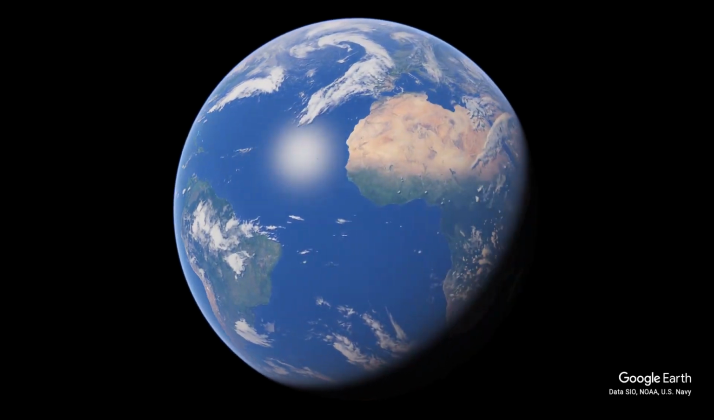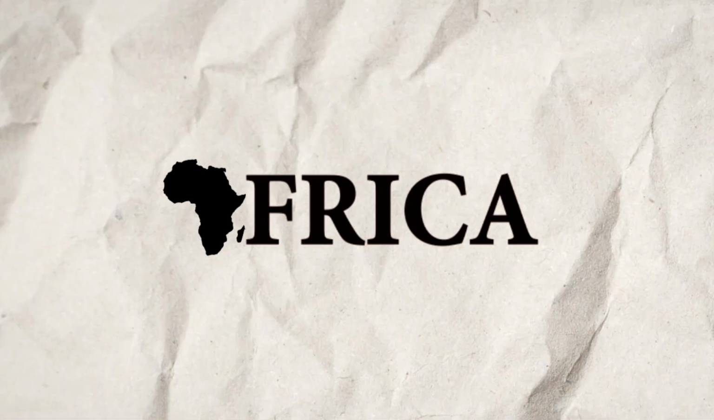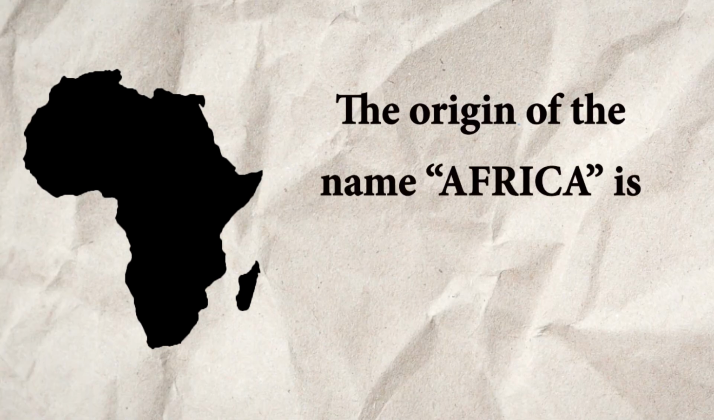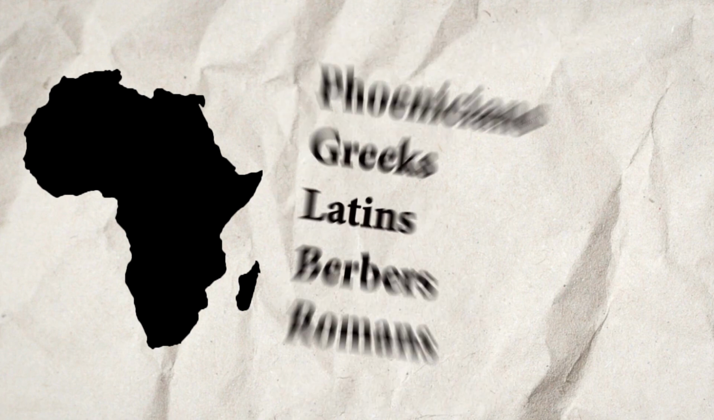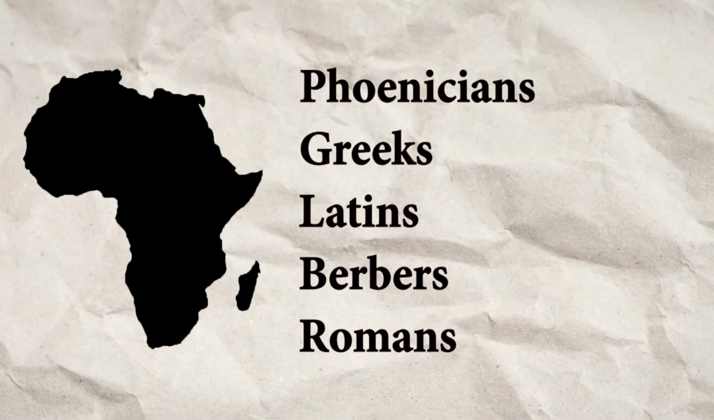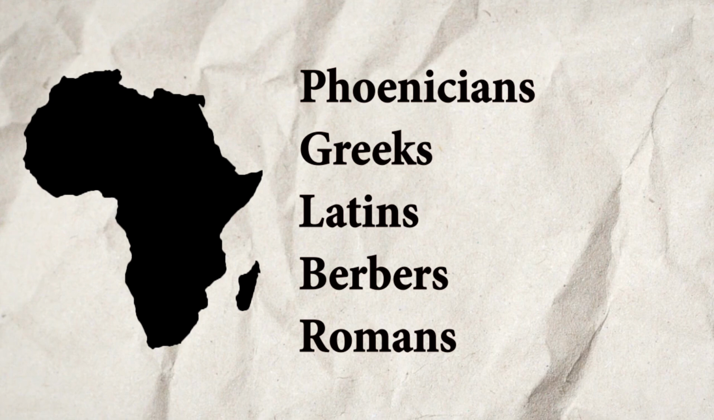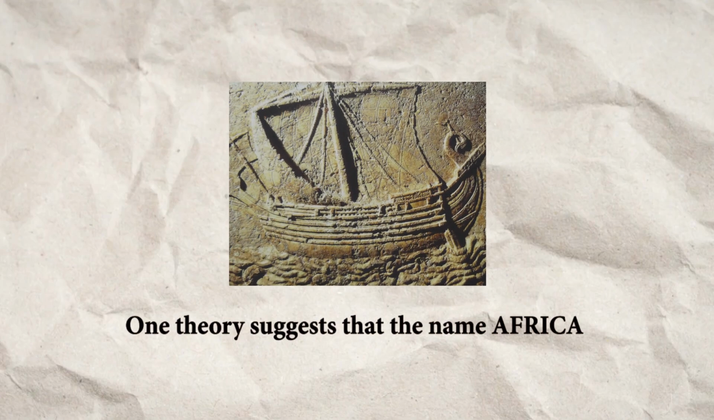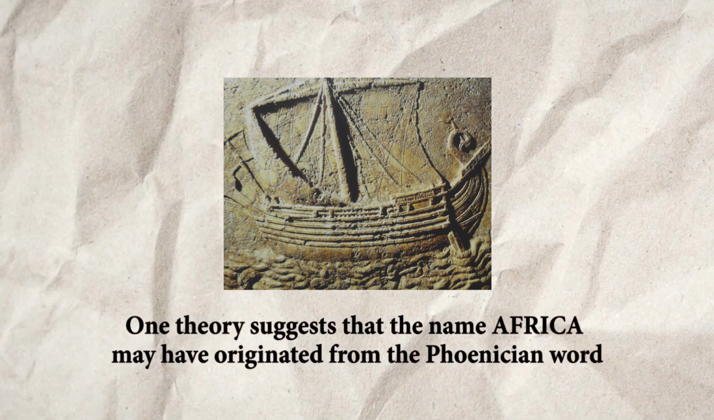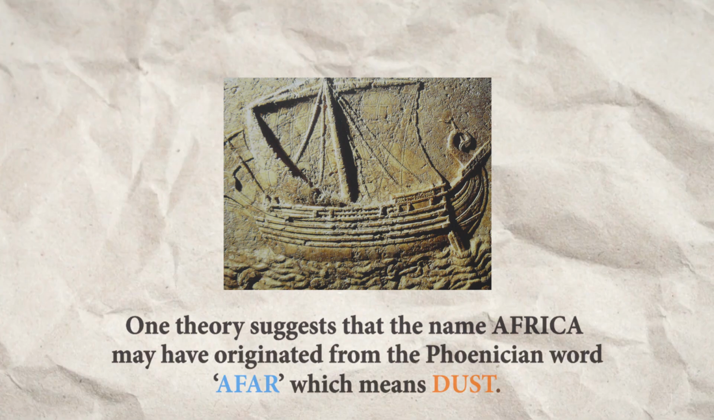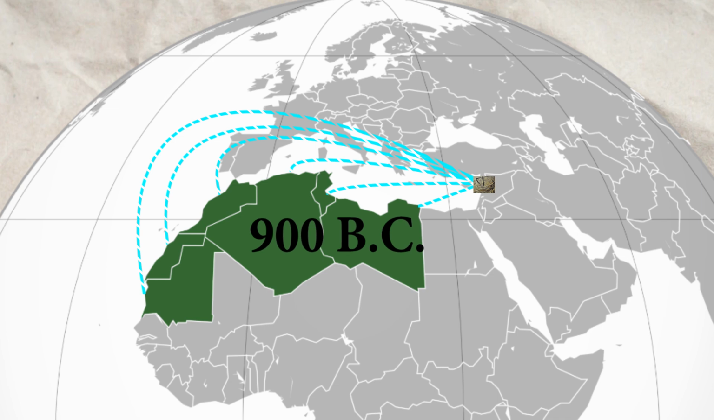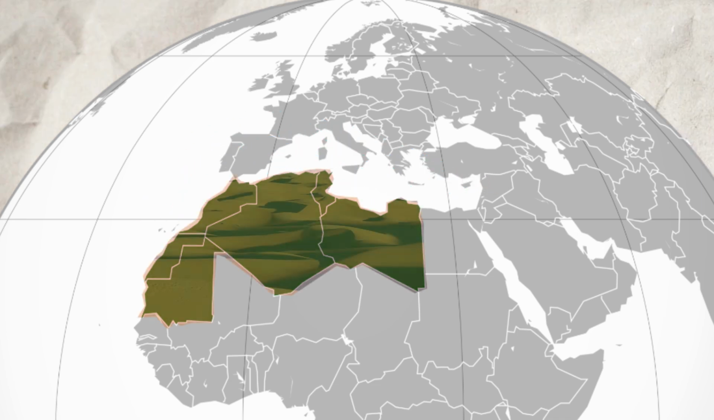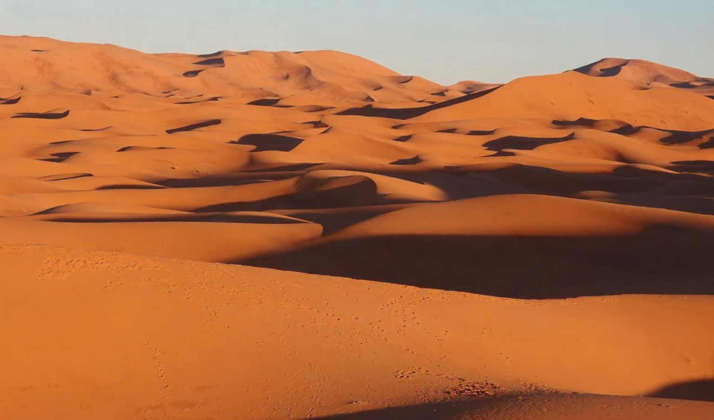Let us start with the origin of the name Africa. The origin of the name Africa is greatly disputed by scholars, but there are a few theories. Many believe it stems from the words used by the Phoenicians, Greeks, Latins, Berbers, and Romans. One theory suggests that the name Africa may have originated from the Phoenician word Afa, which means dust. The Phoenicians arrived on the North African coast around 900 BC, and they may have named Africa after the reddish desert soil found in the region.